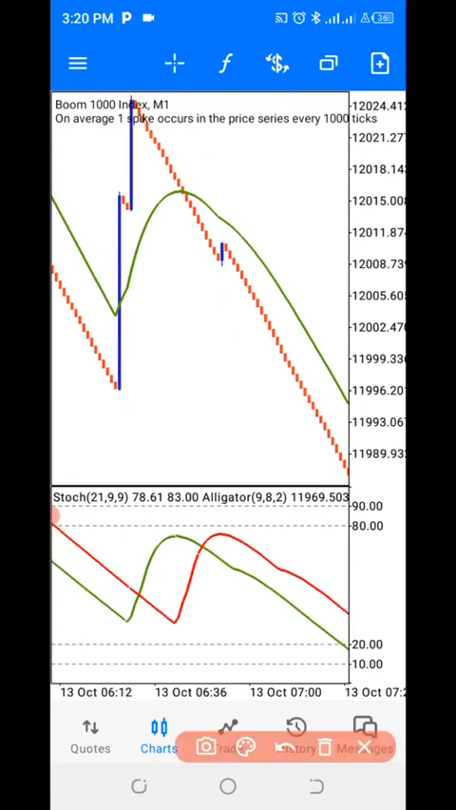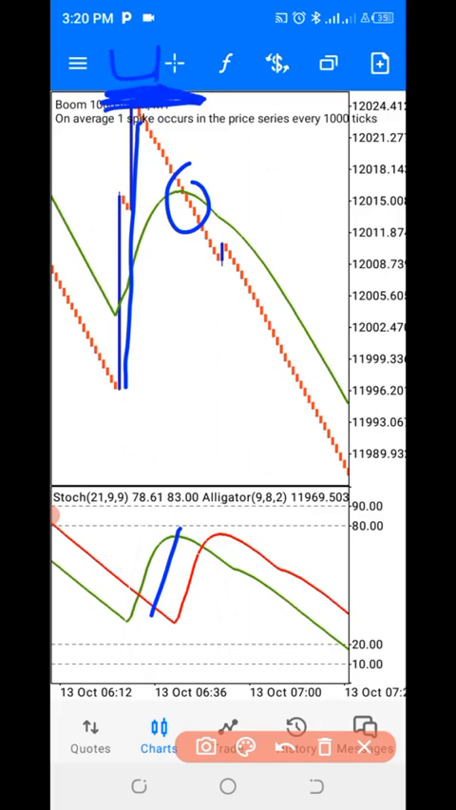So this is another example here. You can see after this spike up, right, you can enter. So your stop loss will be above this spike, which is your lower high, and your target was the lower low here, the previous low.